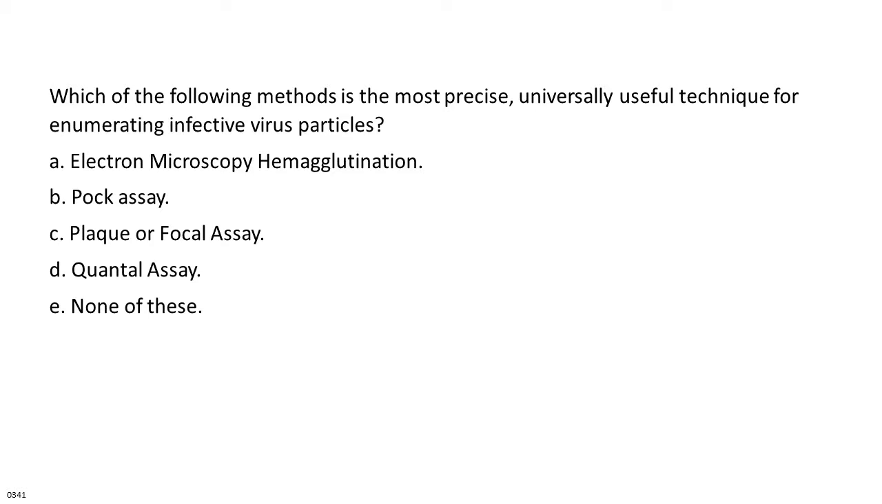Which of the following methods is the most precise, universally useful technique for enumerating infective virus particles? A. Electron microscopy hemagglutination. B. POC assay. C. Plaque or focal assay. D. Quantal assay. E. None of these.